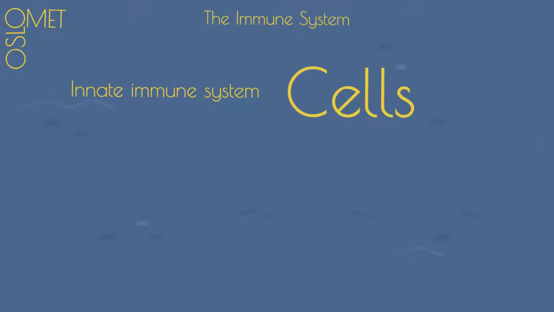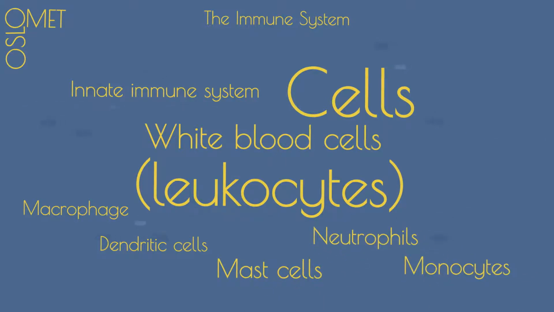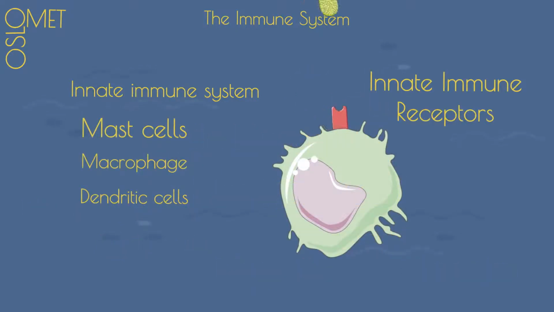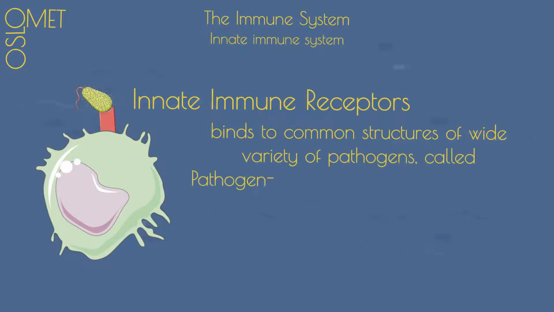Cells include several types of white blood cells, or leukocytes, such as macrophages, dendritic cells, mast cells, neutrophils, and monocytes. The cells use innate immune receptors to recognize pathogens. Those receptors bind to common structures of a wide variety of pathogens, called pathogen-associated molecular patterns, or PAMPs.